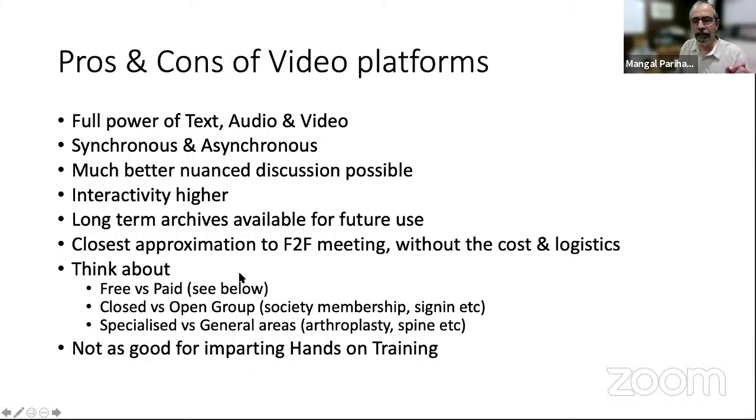So this is probably the closest approximation to a face-to-face meeting without the cost and the logistics. In fact, tomorrow there's a face-to-face meeting going on in Bhopal where I was invited. I'm unable to go, but I'm able to participate in that meeting because of the webinar facility.